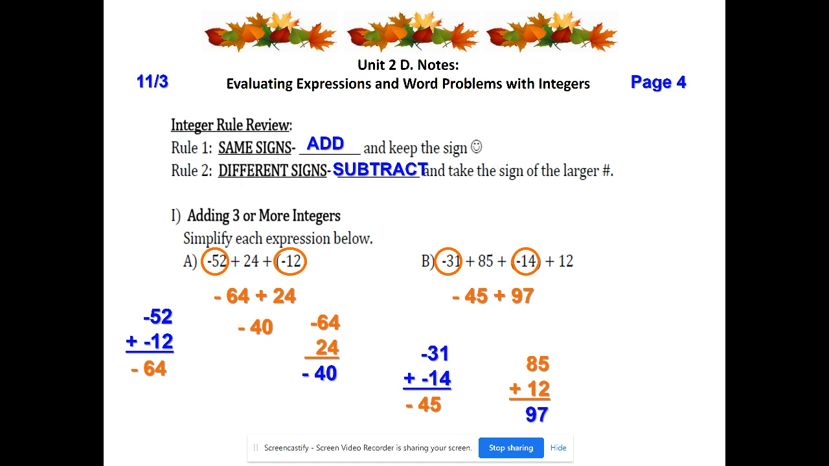So now I'm going to have negative 45 plus 97. Those are different signs, so I am going to have to subtract. So 97 minus 45 gives me 52. 97 is positive and larger, so my answer is positive 52. So it's very important we have to remember those integer rules when we do these problems. Make sure you have that copied down.